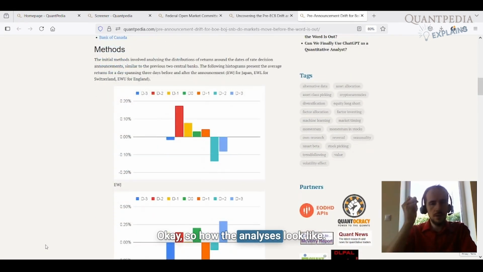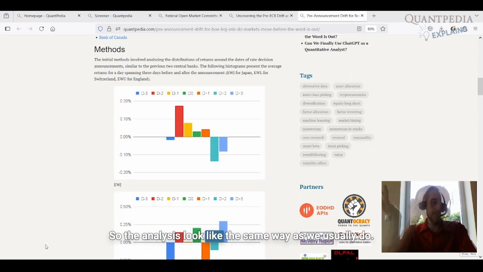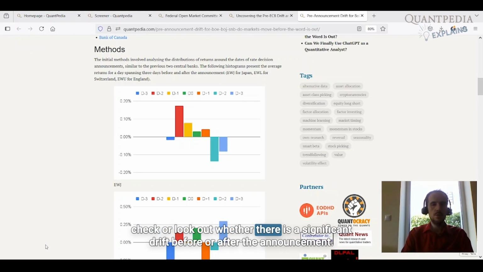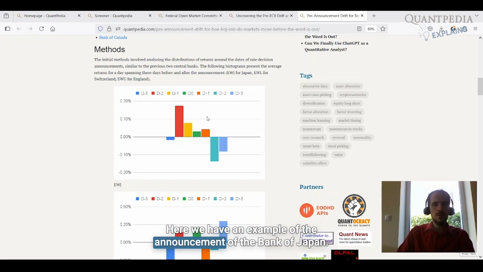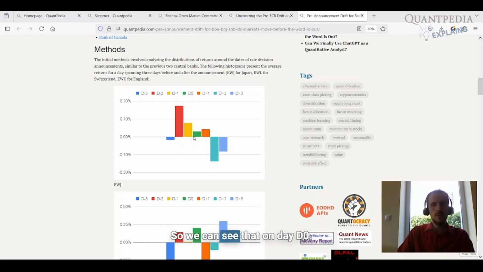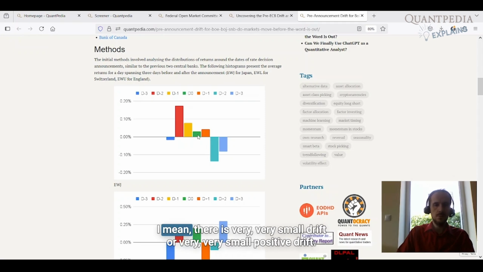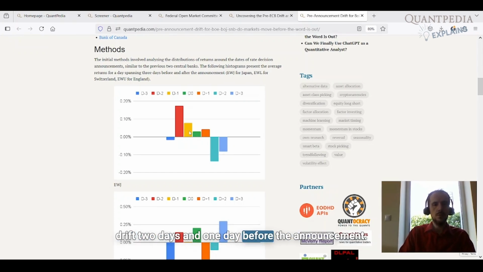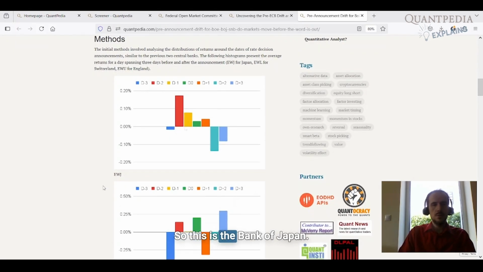Okay, so how does the analysis look? It looks the same way as we usually do it. We consider the day D0, the day of the announcement, and then we check whether there is a significant drift before or after the announcement. Here we have an example of the announcement of the Bank of Japan. On the day D0, there is a very small positive drift. A few days after that there is a negative drift, but what is important is that there is significant positive drift 2 days and 1 day before the announcement. So this is the Bank of Japan.